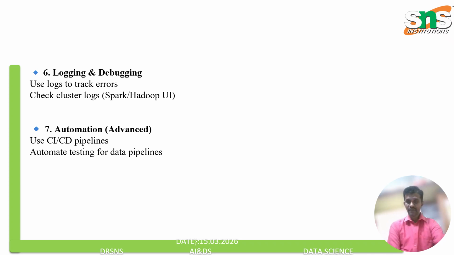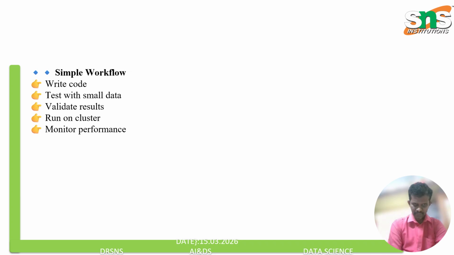Next, automation, which is at an advanced level. Automation means we can use CI/CD or pipelines. It is used to automate testing for data pipelines. The last one is a simple workflow. First, write the code. Next, test with small data. Next, validate the result. Next, run on the cluster, and finally, monitor the performance of the particular process.